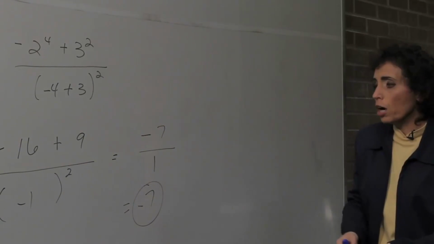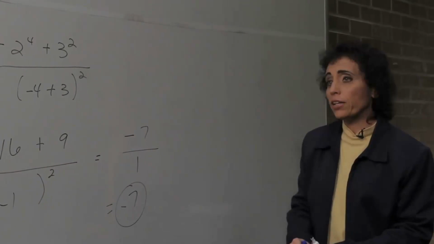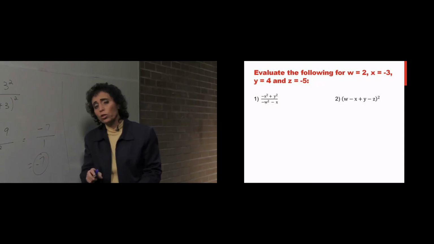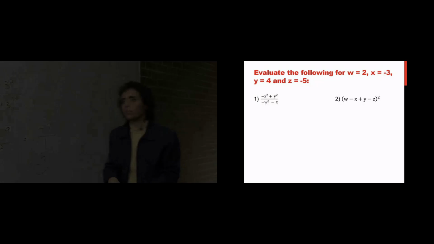Done? Oh, timeout. Nope, that's right. Didn't see that. Okay, so that's it. Negative 7 is the answer. Now, there are 2 problems on the next slide which tell you to substitute. Try those in your workbook, and then click the video to start over, and we'll go over those.